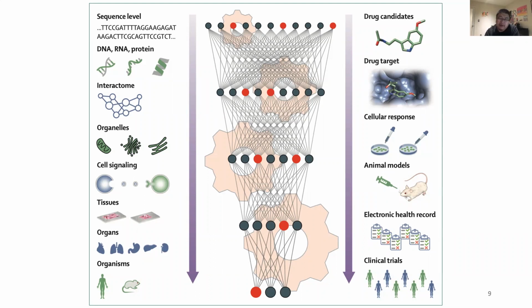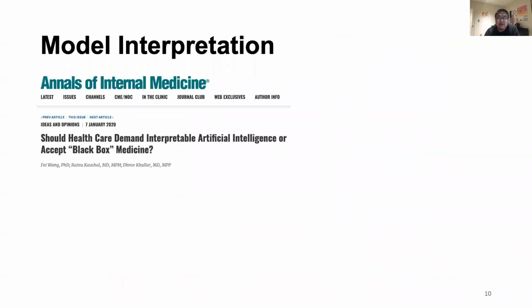Or battling with other diseases as well. And second is model interpretation. So we really want to develop models to be interpretable and explainable, such that the domain experts from all different aspects can understand how the model works, instead of just giving them a black box.